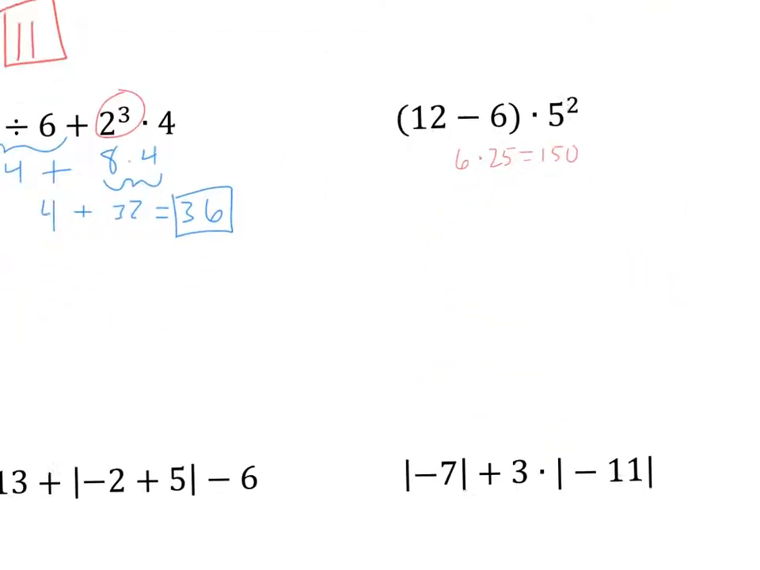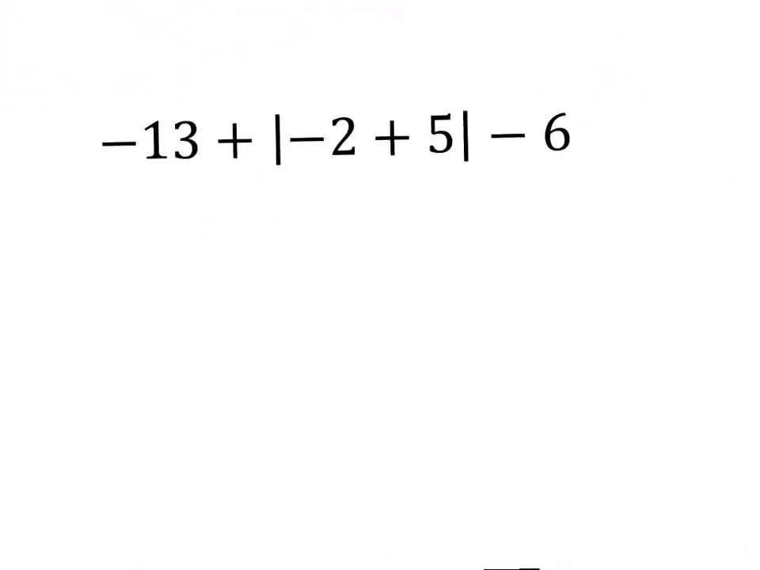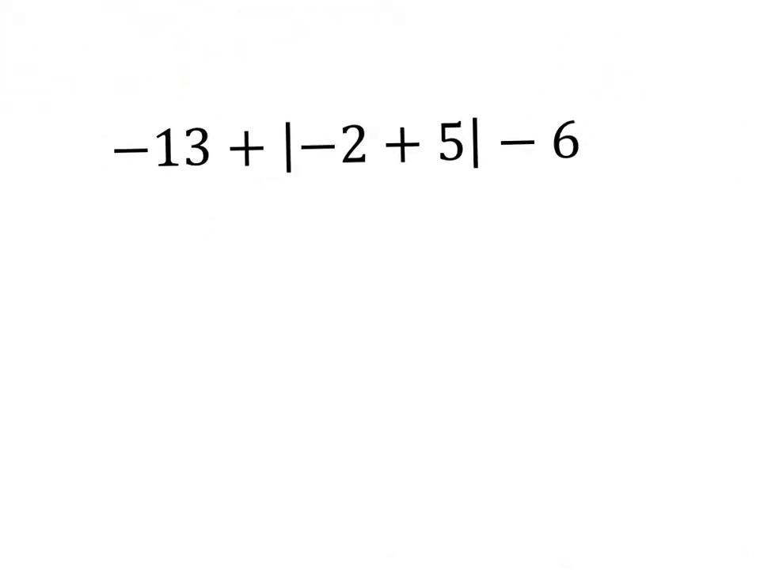Okay, let's keep going and look at a few more. All right, this one, we have an absolute value symbol. We have these absolute value bars, which work as a grouping symbol. So that's the thing that we want to do first: do the inside and then take the absolute value. So we'll end up here with negative 13 plus the absolute value of negative 2 plus 5.